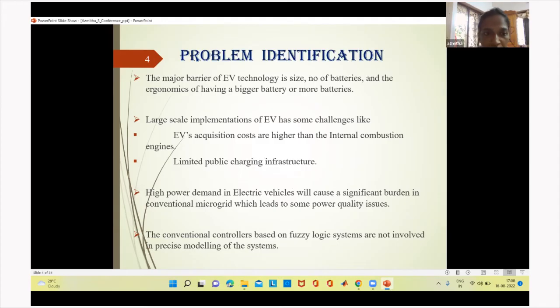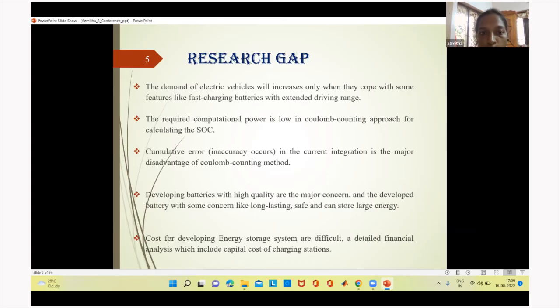Then the problem identification. The major barrier of EV technology is the size, the number of batteries, and the economics of having a higher battery capacity and using more batteries. Then, for large-scale implementation of electric vehicles, we have some challenges: EV acquisition costs are much higher than internal combustion engines, and we have only limited charging infrastructure. These are some of the limitations. The high power demands of electric vehicles cause a significant burden on the microgrid, which leads to some power quality issues. Then the conventional controllers based on fuzzy logic systems do not involve precise modeling of the system. These are some of the problem identification.